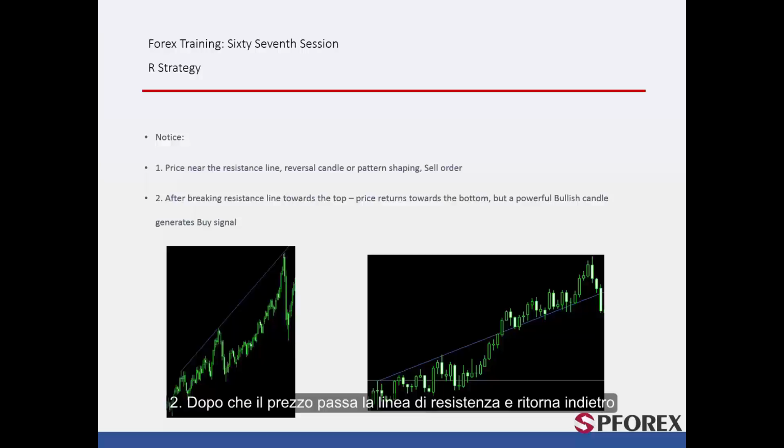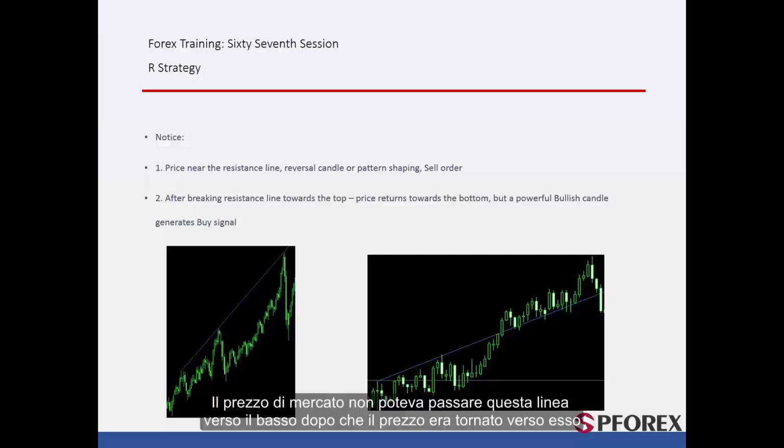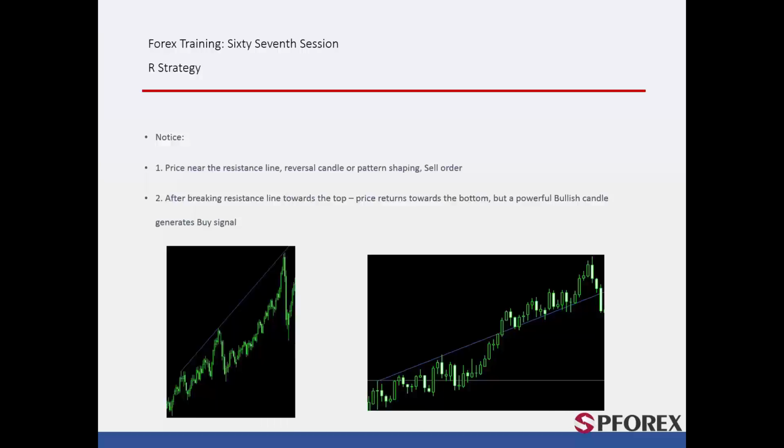2. After price passes the resistance line and returns towards it, if a powerful bullish candle forms on the resistance line, then a reliable buy signal will be generated. On the right graph, market price has passed the resistance line. Market price could not pass this line towards the bottom after the price had returned towards it. A piercing line or engulfing candle has formed on this resistance line. Thus, a trader could place a buy order.